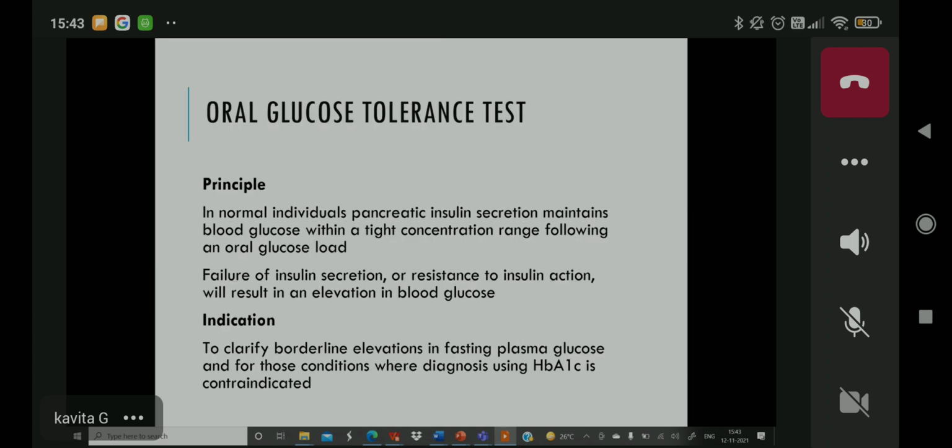Oral glucose, the OGTT. Normally in individuals, pancreatic insulin secretion maintains the blood glucose in a tight range. Now, if you give anybody a glucose load, 75 gram for instance, how they tolerate that load is a very important indicator of pancreatic health. So the indication is to clarify borderline elevations in fasting plasma glucose and where HbA1c is not to be done.